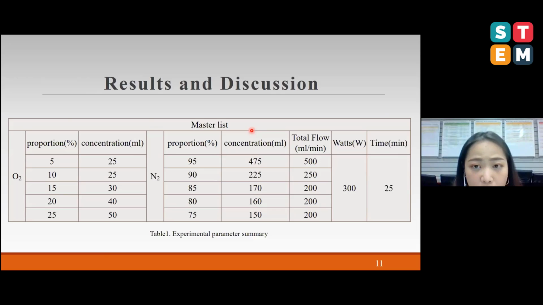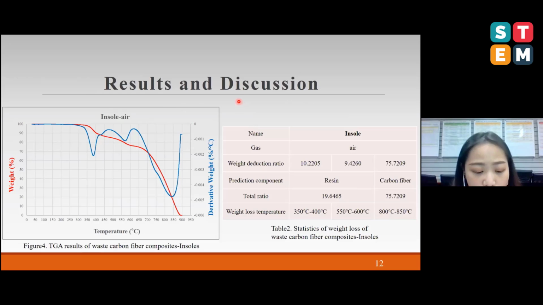This is the result and discussion. This table shows the parameters I used throughout the experiment. The waste carbon fiber composite materials collected in these experiments include bicycle parts, bicycle insoles, and a waste pipe material. And the 3 samples were analyzed by TGA before the experiment. I chose to use air for analysis.